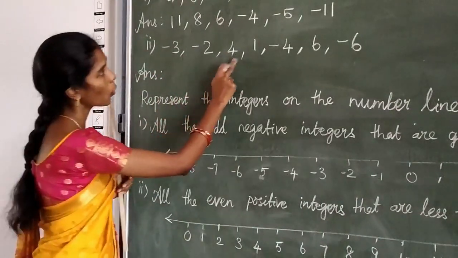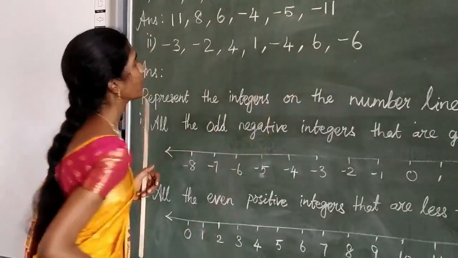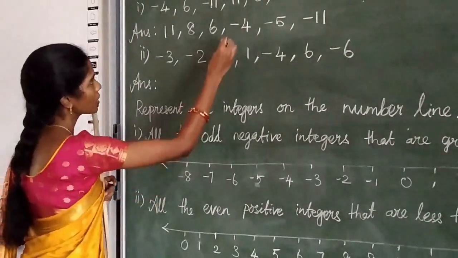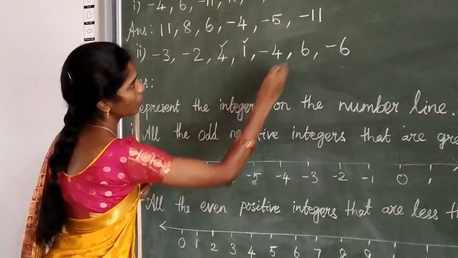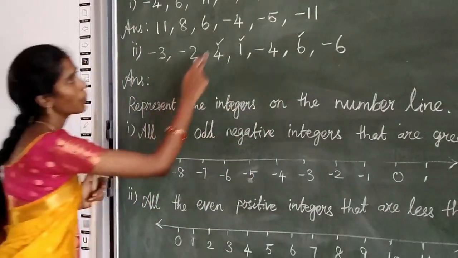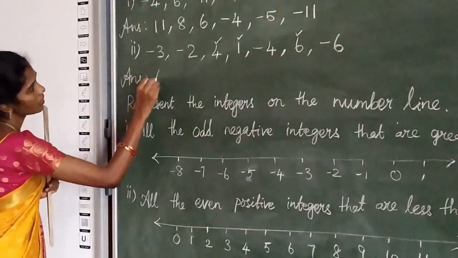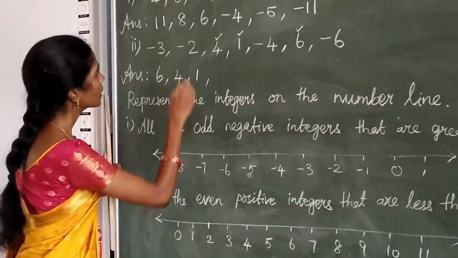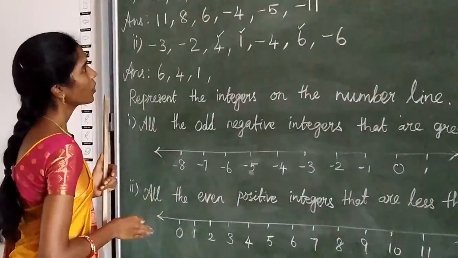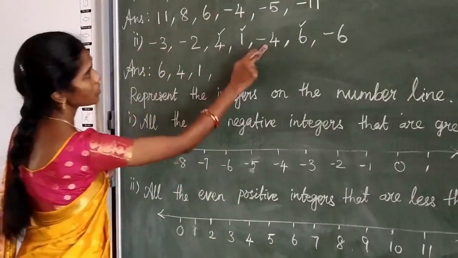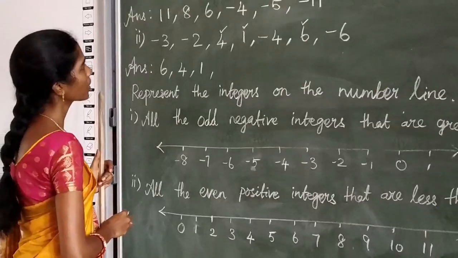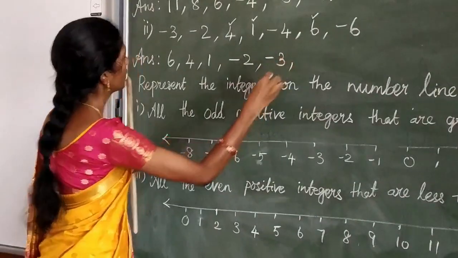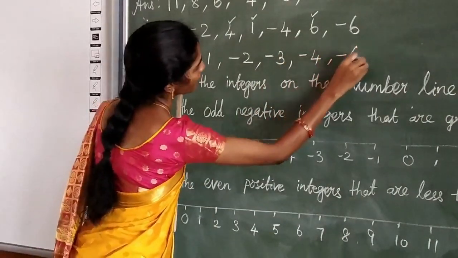Minus 3, minus 2, 4, 1, minus 4, 6 and minus 6. We look at the positive integers first. The positive integers are 4, 1, 6. Among these three numbers, the greatest is 6, next 4, next 1. Then 0, and we move to the negative numbers. Among the negative numbers, the greatest is minus 2, then minus 3, then minus 4, then minus 6.